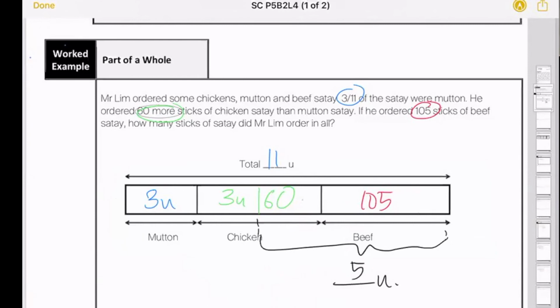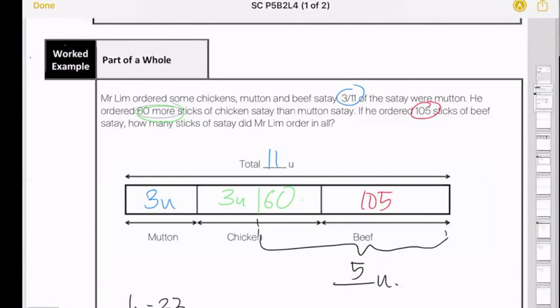Okay, Liz, so how do I find the value of 1 unit? You know that your 60 and 105 must be 5 units, so how do I find 1 unit? 105 plus 60 divided by 5. Yes, very good. Do you have a calculator with you? You can do that. So can you find the value of 1 unit? 33. Okay, so you know that 1 unit is 33.